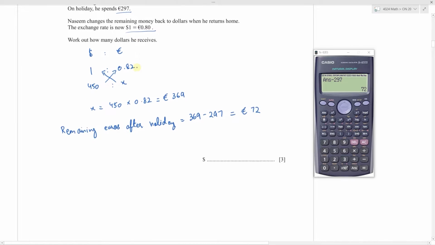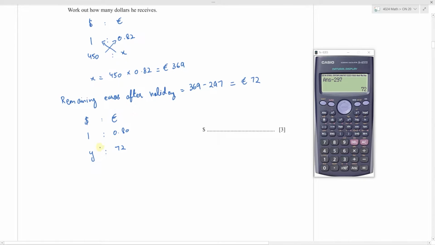And then he returns home with 72 euros, which he converts back to dollars on this exchange rate. So again, we will use dollars ratio euros. So now you have $1 is 0.82 euro, and Naseem is exchanging 72 euros to, let's call them, Y dollars. And again, we'll cross multiply. You'll get 0.82y equals 72, and then y will be 72 divided by 0.82. 72 divided by 0.82 is 90. So Naseem will receive $90 back at the end of the holiday.